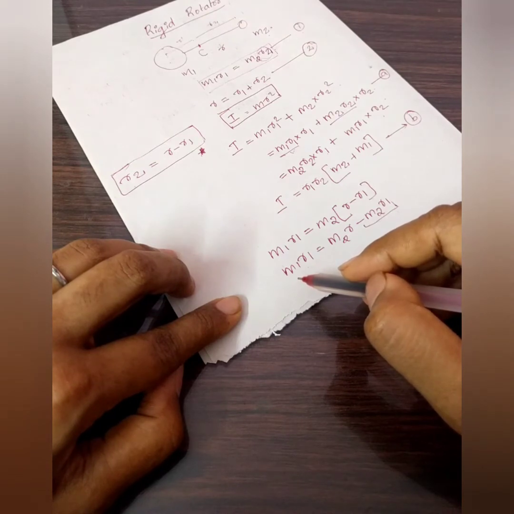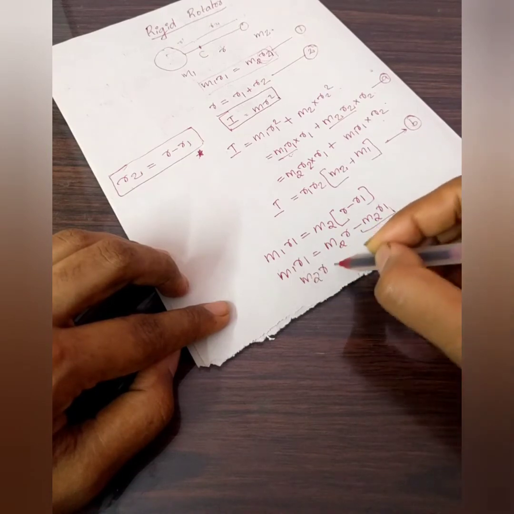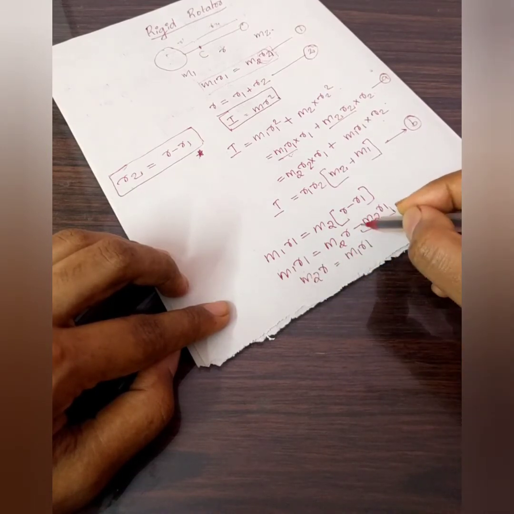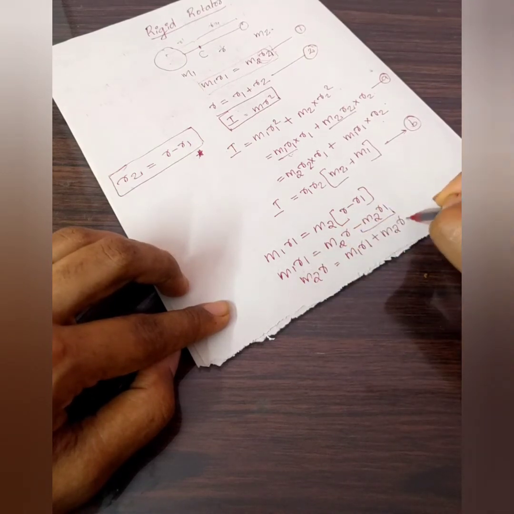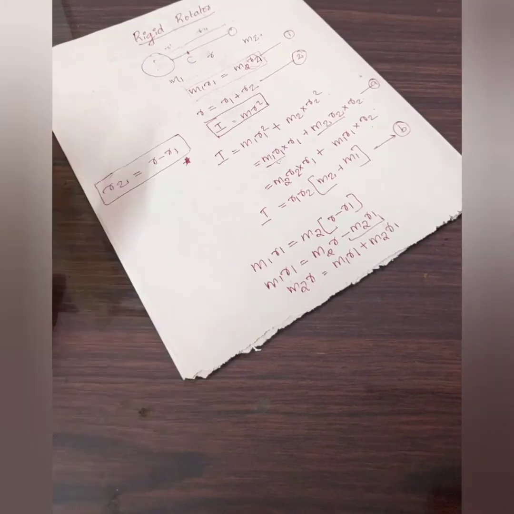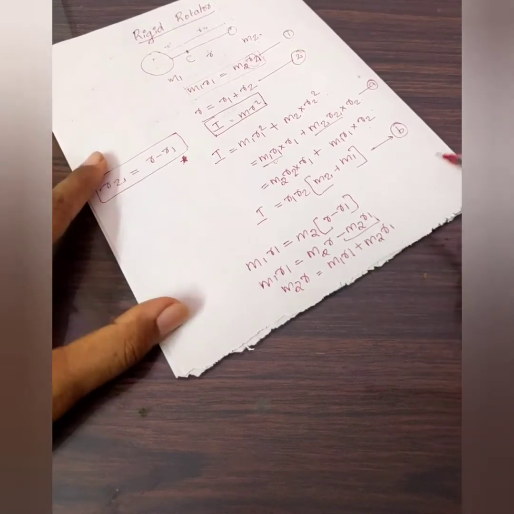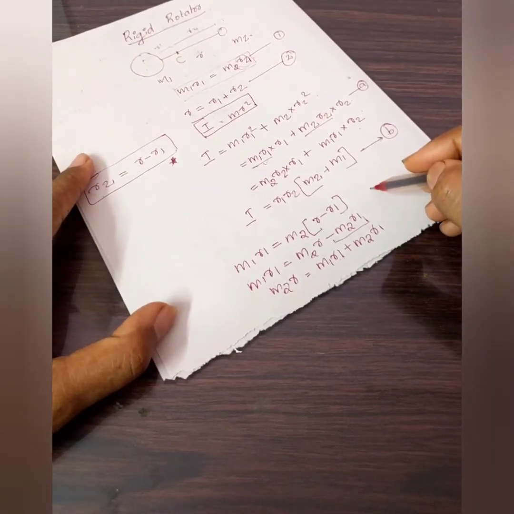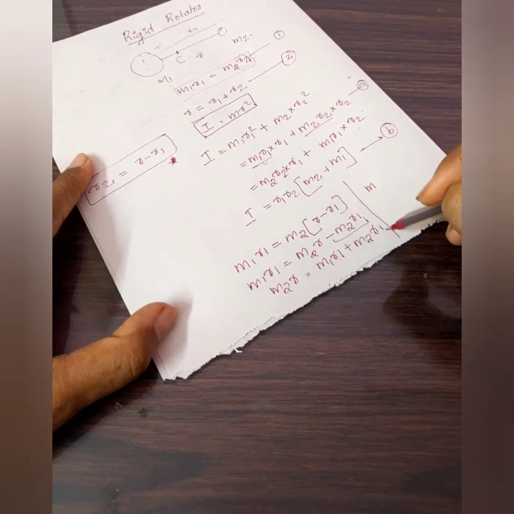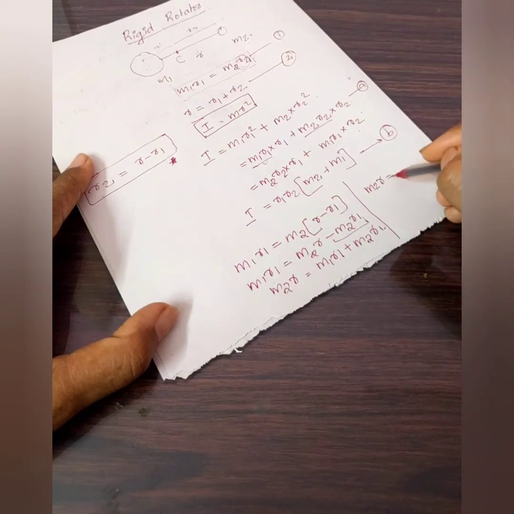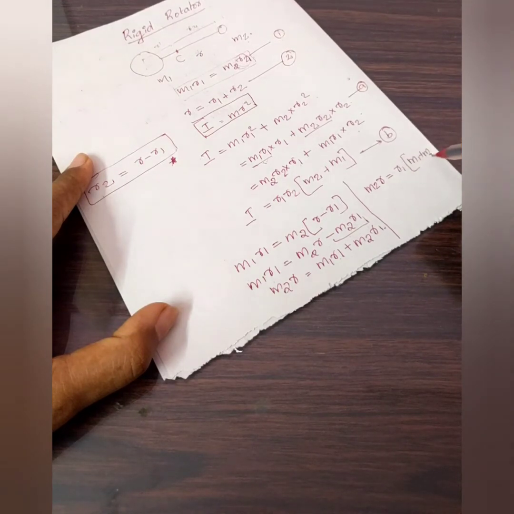So M2R is equal to M1 R1, this minus will be plus M2 R1. Now we are having R1 in both the terms, so you can take R1 as common. When you take R1 as common factor, M2R will be equal to R1 times M1 plus M2.